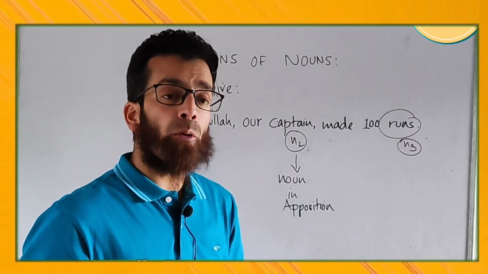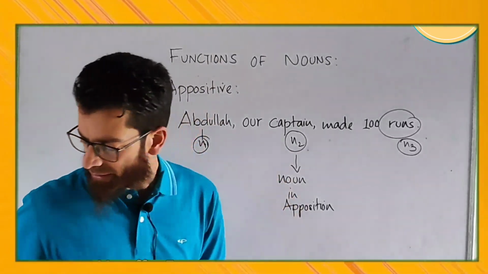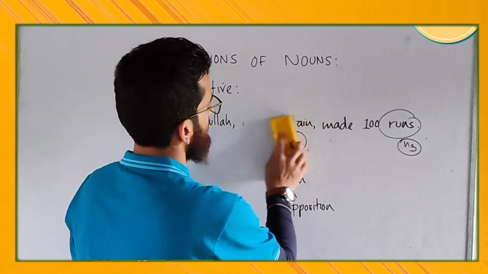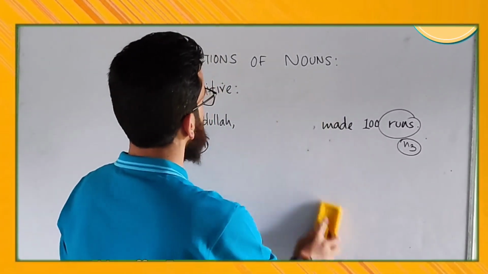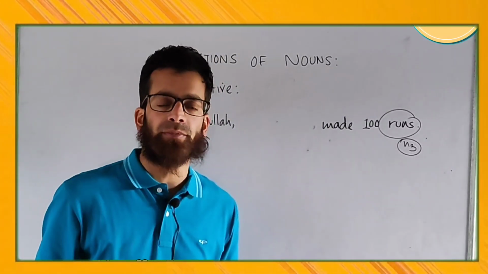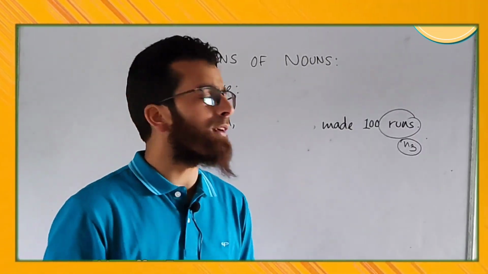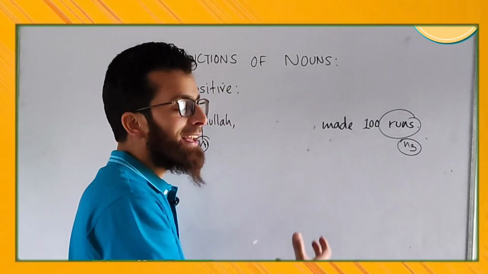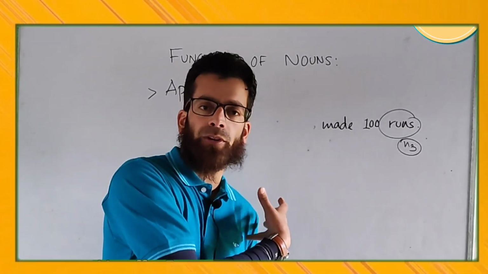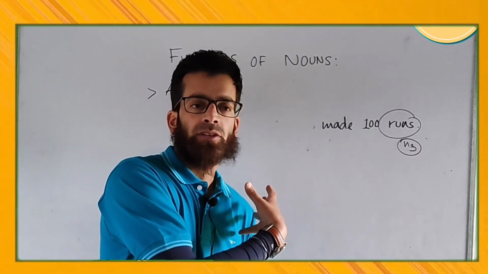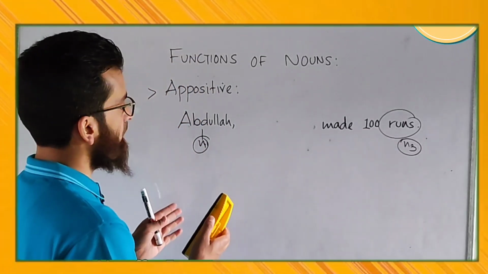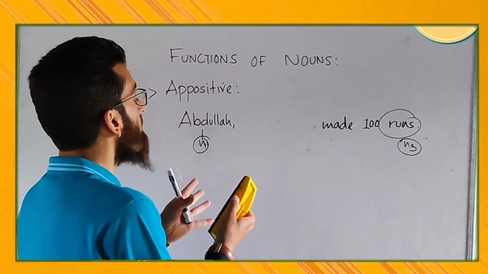So when it is appositive, remember, if you omit it, if you erase this, Abdullah made 100 runs, it still does not affect the meaning of the sentence. So an appositive is always additional information for the subject. So this is it. This is when we call it a noun in apposition.